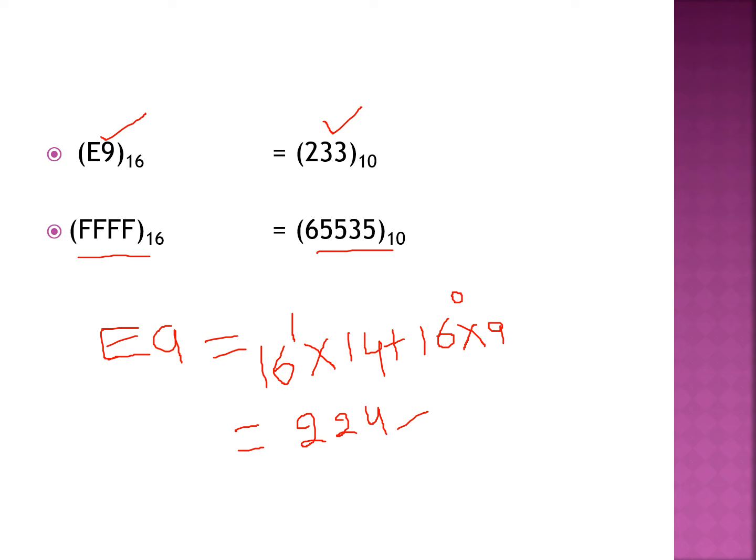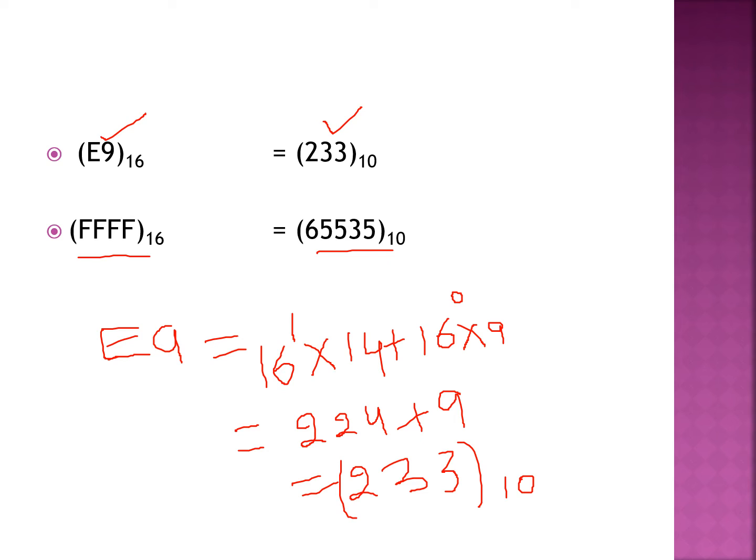plus 16 raised to power 0. Any value having power 0 is equal to 1. So 1 multiplied by 9 is 9. So you will get 233. I will put base 10 here. So in this way you can convert that hexadecimal number into a decimal number. In the same way you can proceed like this.